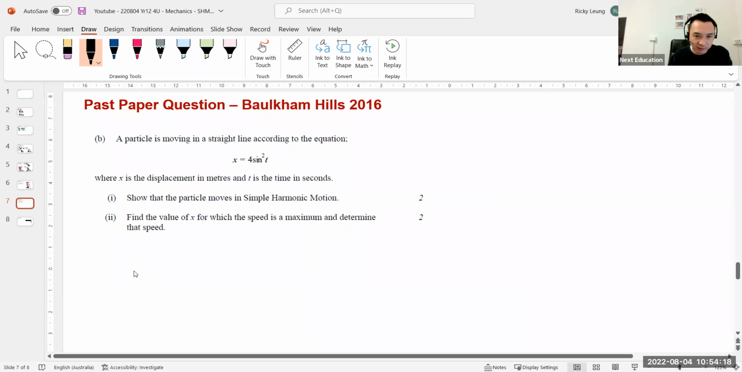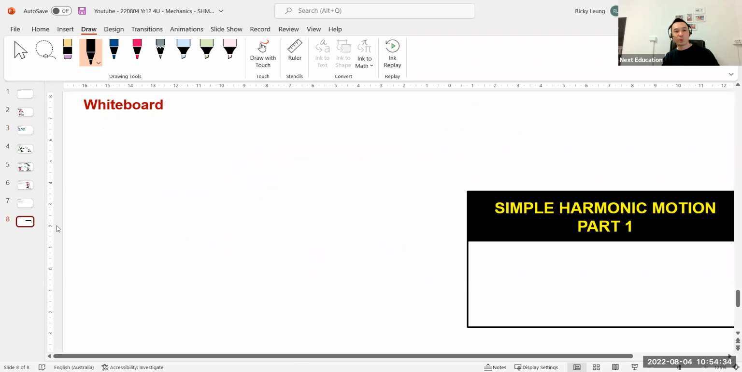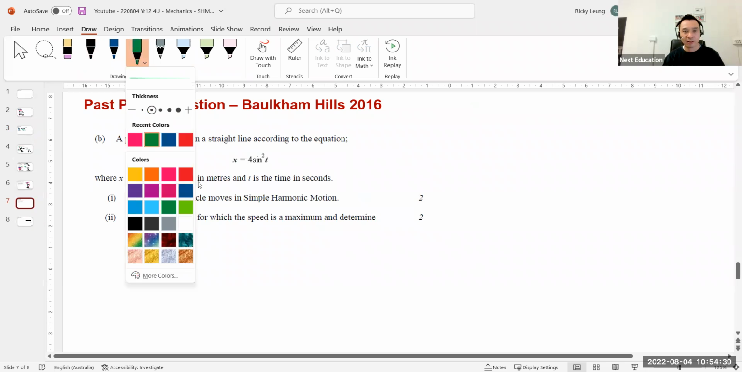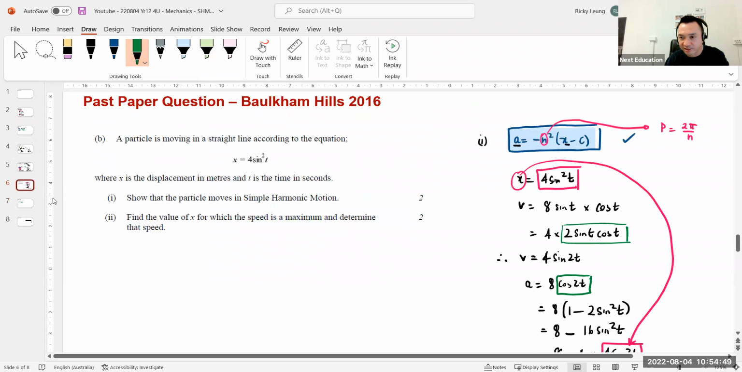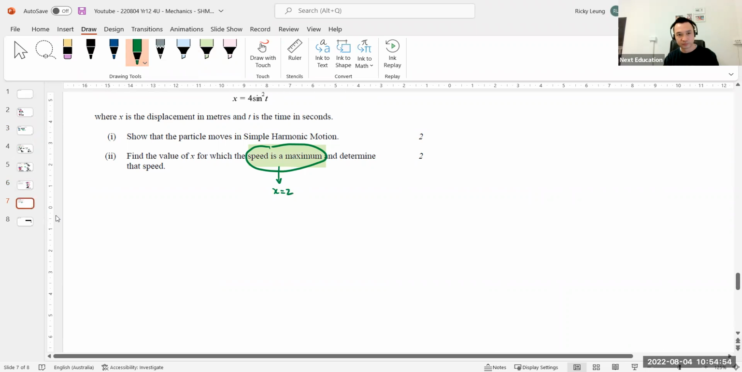Next, find the value of x for which the speed is maximum, right? Speed is maximum. Remember I said to you, if I go back a step here, max speed or max velocity occurs when x is at the center, right? That is key. So in this question, what they haven't told you, but is sort of implied, is that if speed is maximum, the buzzword there implies that x is at the center. And we know from our work above here, the center is 2, right? So when x is 2, and determine that speed.